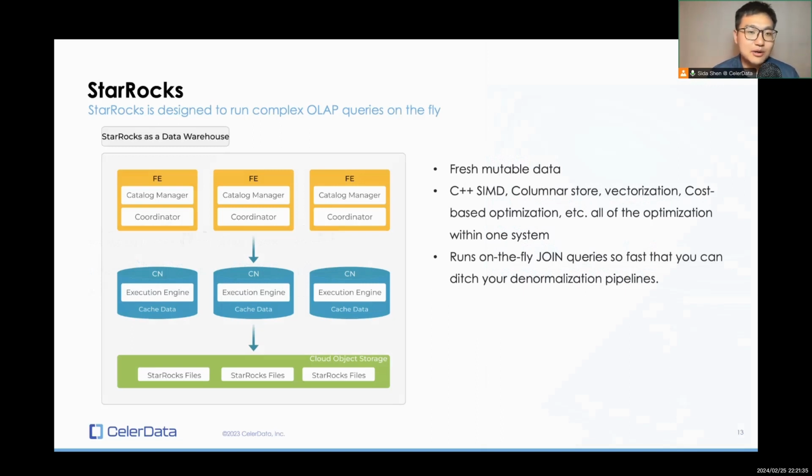StarRocks has probably done all of the possible optimizations you can think of for a database or data warehouse: C++, SIMD optimization, columnar storage, vectorization, and a bunch more. We're gonna get into them later in these slides. Basically, to run on-the-fly join queries so fast that you can ditch all of your denormalization pipelines. But just how fast is StarRocks join? First, let me show some numbers here.